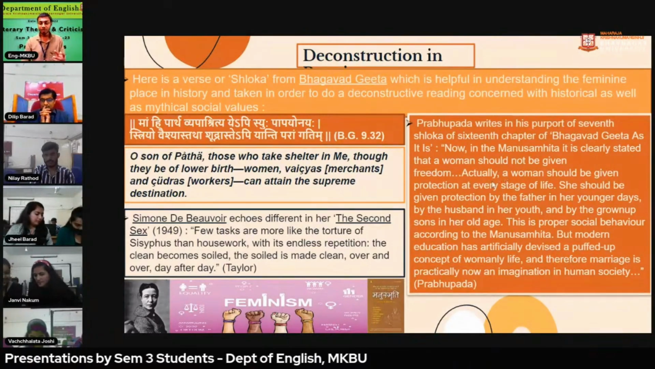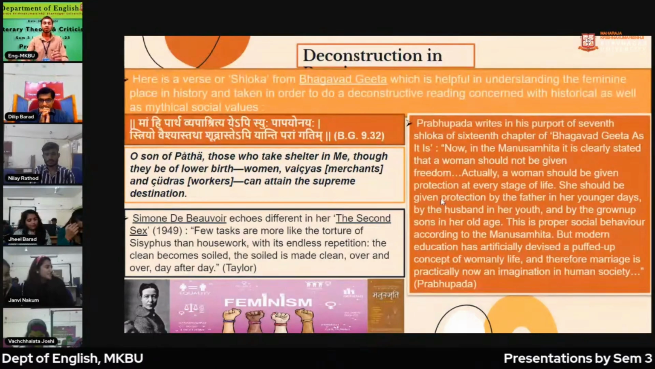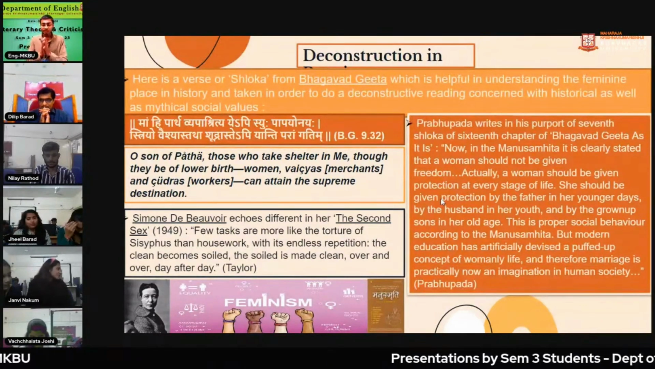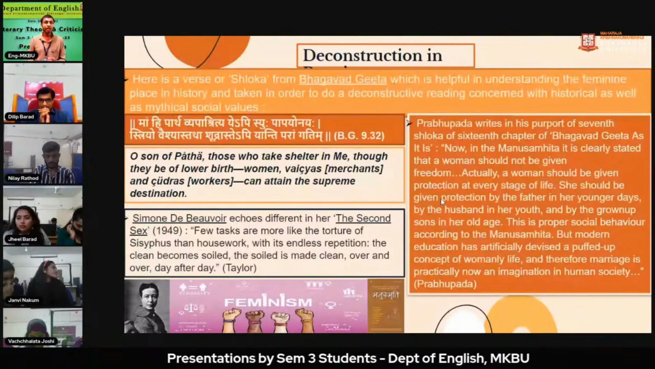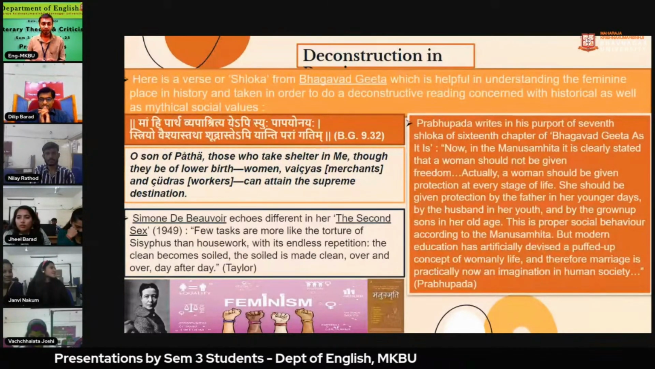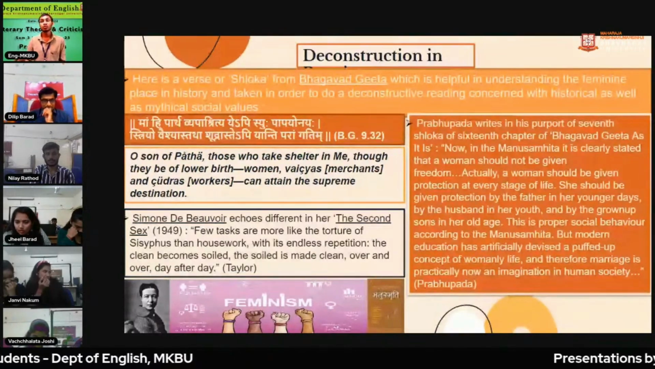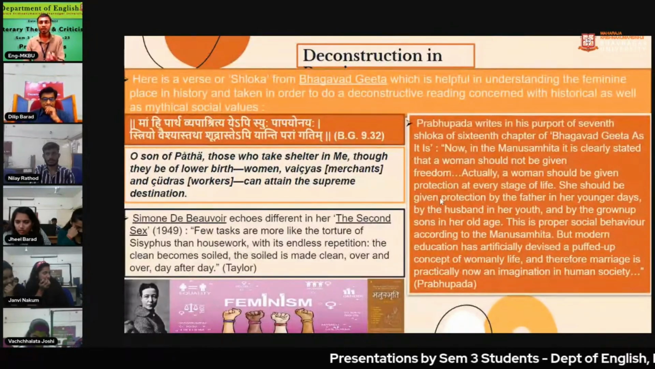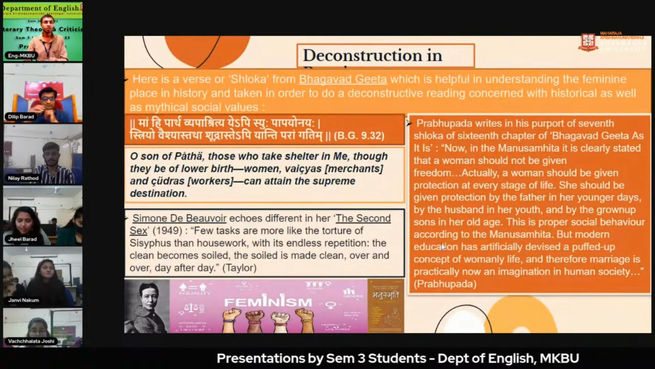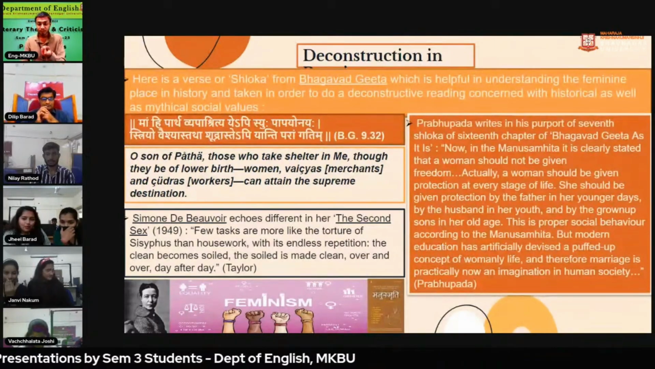And actually a woman should be given protection at every stage of life. See, if we want to do some deconstructive reading, then we say the woman should be given protection at every stage of life. It can be seen that the woman is not safe. If this protection is needed, then it means the person is not safe. Then by whom is the person not safe? The patriarchal society. So here we can read that the patriarchal society was very cruel towards women. That is why women needed this protection in that manner.